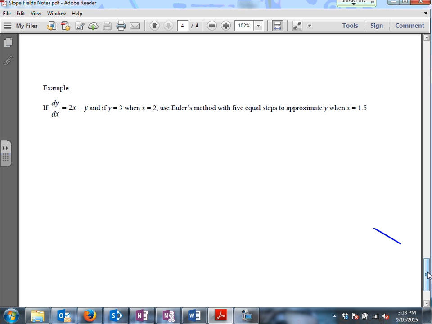All right. Now, also, I want you to notice this 2x minus y is our dy/dx. We can't separate those variables to find a solution for, right? Right. Good. Okay, so Euler's method is our only way to approximate that solution.